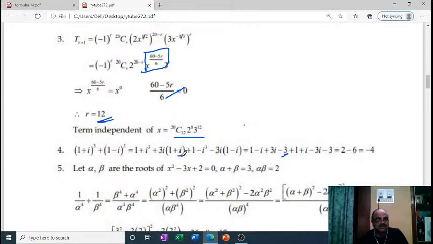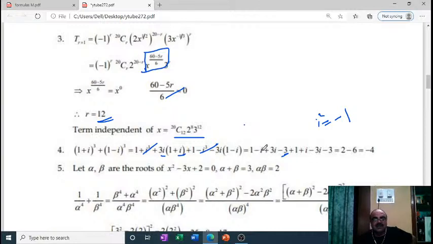Hope this is clear to you. Minus 3, then plus 1, then minus i cube. See this minus i cube, it turns into plus i, so that can cancel. Then 1 minus i. Again see here it is minus 3i. Minus into minus is plus, so plus 3i square. I square is minus 1, so plus into minus it became minus 3.